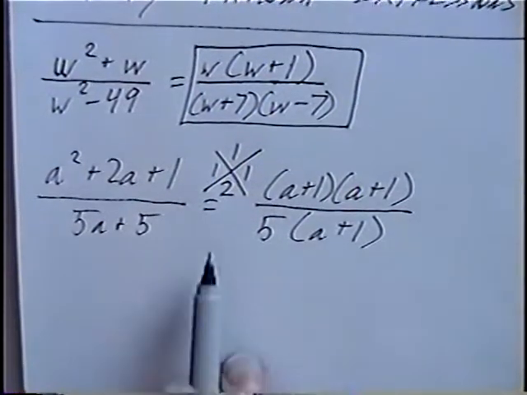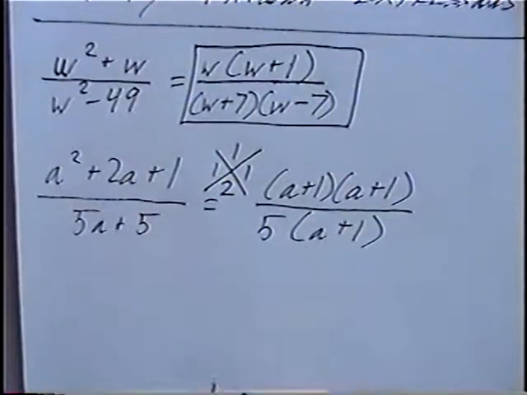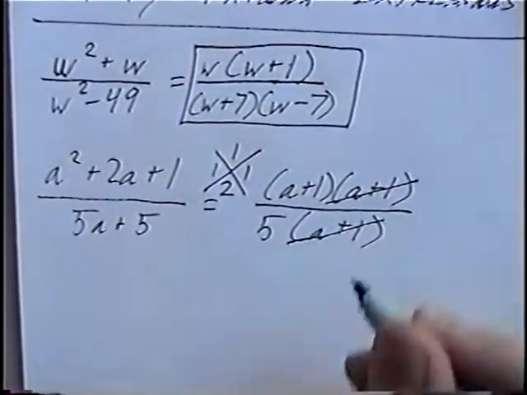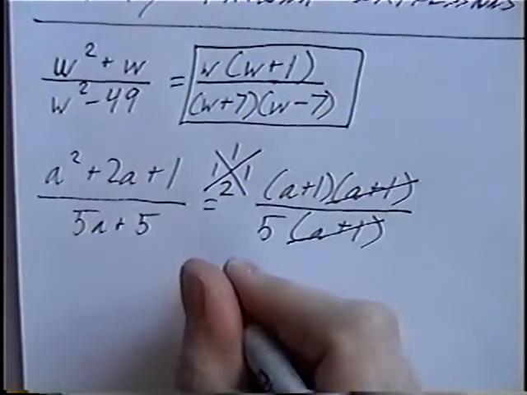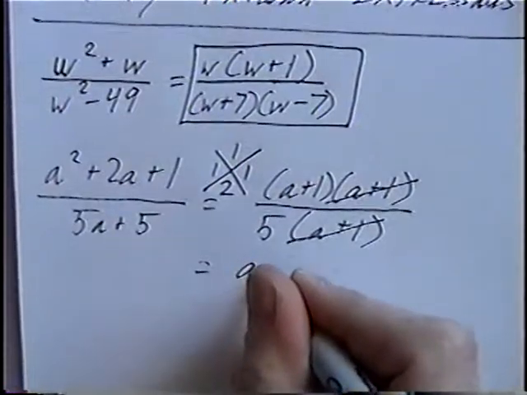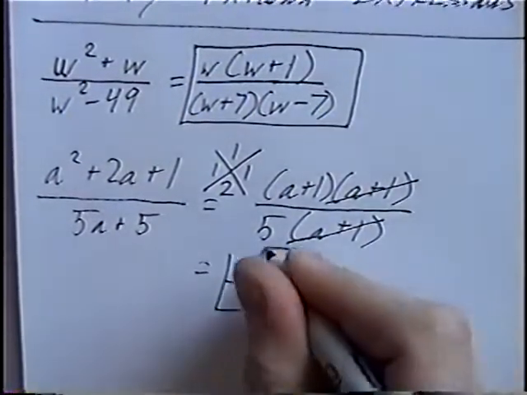In this case, after everything's factored, we have the same parentheses on top and bottom, a plus 1 and a plus 1. And again, like before, those divide out or cancel out. So your final answer is the factors that are left. In this case, a plus 1 divided by 5.